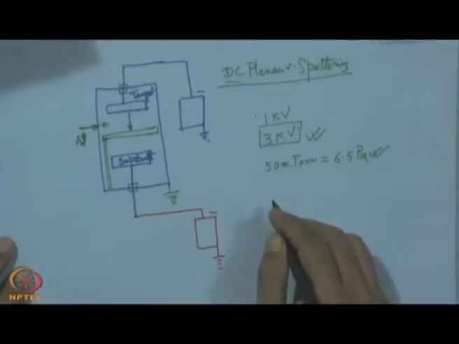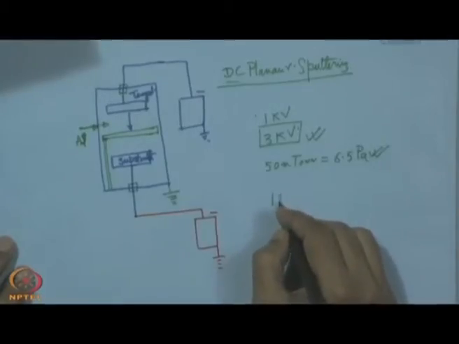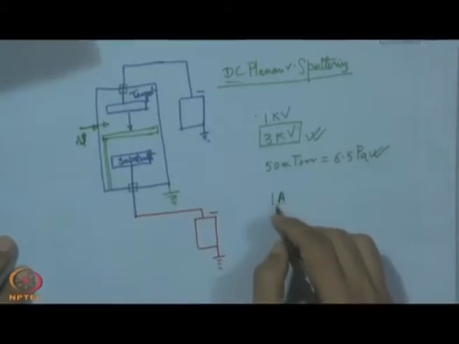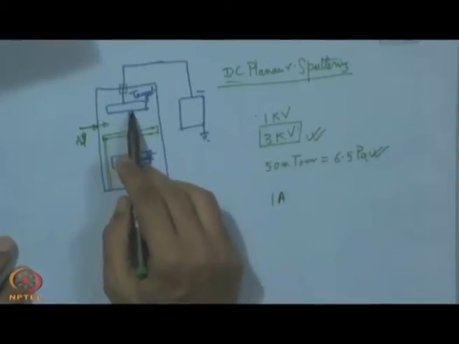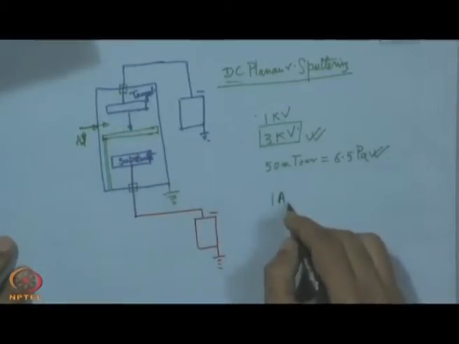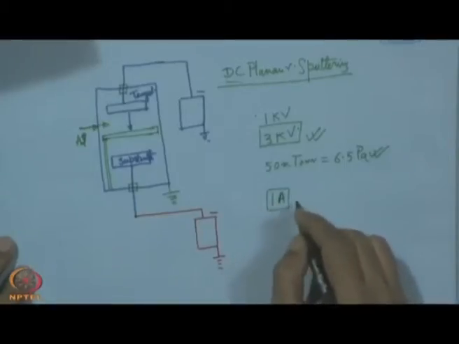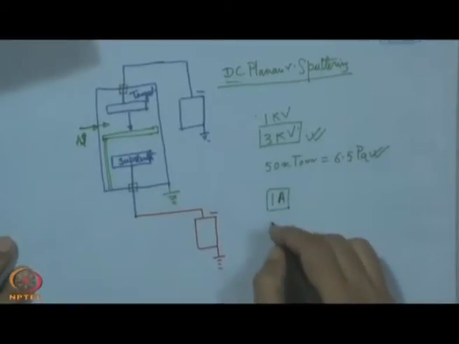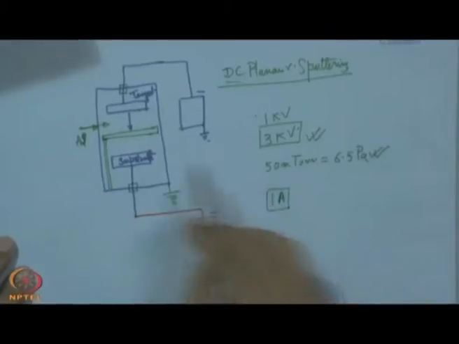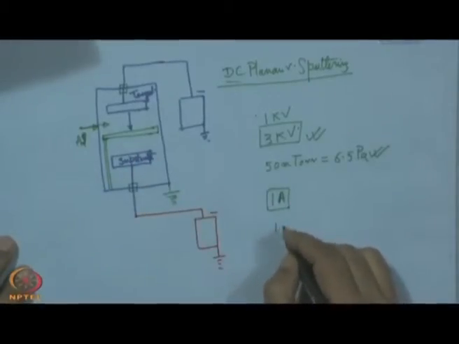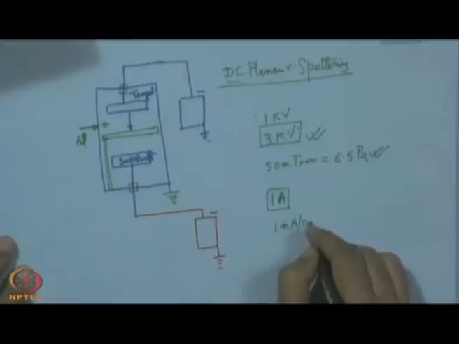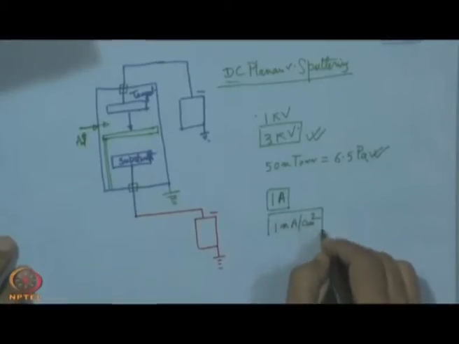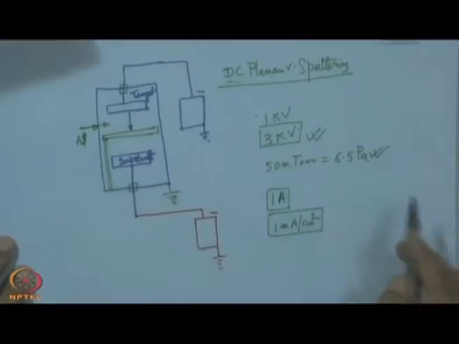Even with this, the discharge current hardly reaches 1 ampere, and as a result of that, what we get is an ion current density on this target surface that is hardly, with 1 ampere the discharge current which can be recorded and measured, in the order of 1 milliamp per centimeter square, that is the unit area of this target material.